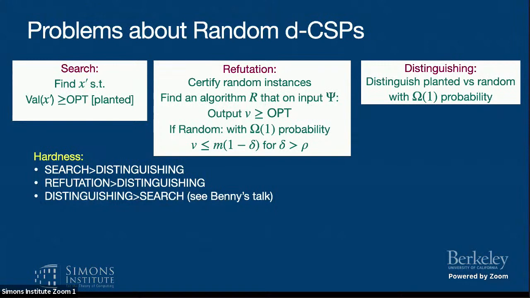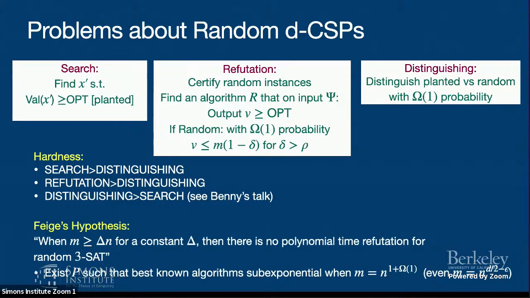I'm going to refer you to Benny's talk because he talked about it in a bit more detail. So all these problems are supposed to be, intuitively, in roughly the same kind of hardness class. And in fact, this has been looked at for a long time. Feige gave his famous hypothesis where he said that when the number of constraints is a large enough constant times n, then there is no polynomial time refutation algorithm for random 3SAT. And as of now, this is far from being refuted as far as I know.